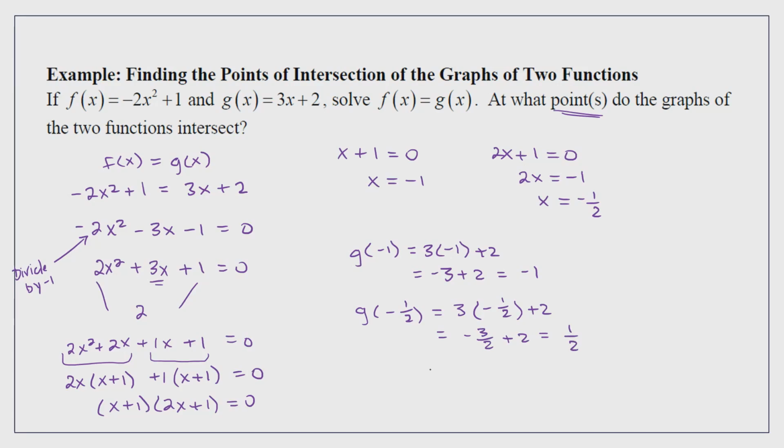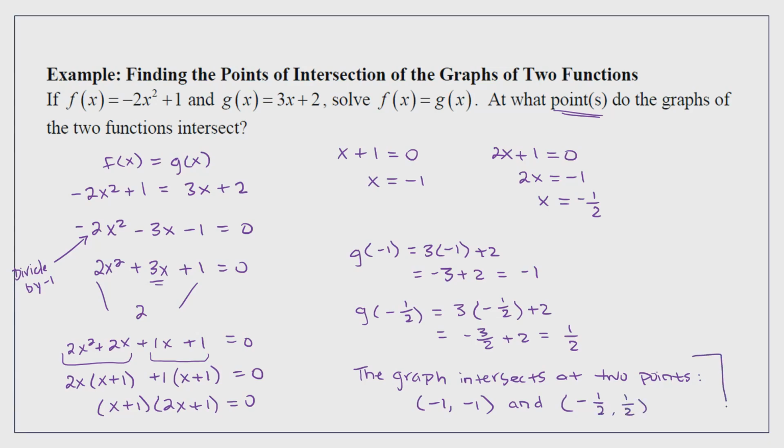Okay. So the graph intersects at 2 points. The first point is negative 1, negative 1. And the second point is negative 1/2, 1/2. And that is our answer to this problem. All right.